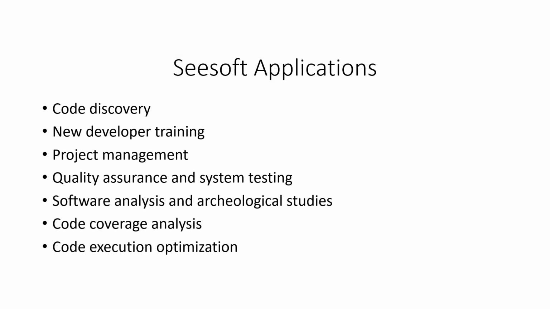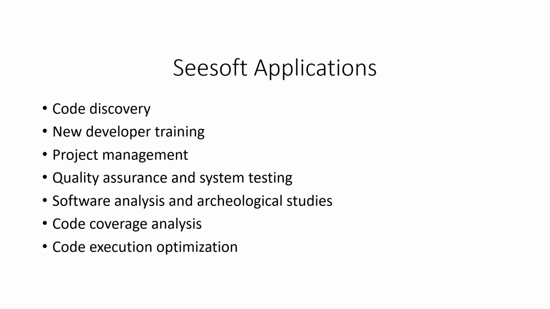Now the applications of the Seesoft tool. As Seesoft can display up to 50,000 lines of code in a single user interface, project managers can go through the source code files and easily verify whether the project was on time or not, and they can track the productivity of a developer. It also helps in new developer training, because a new developer can directly go and see the files he needs to work on, and it also helps in software analysis and code coverage analysis.